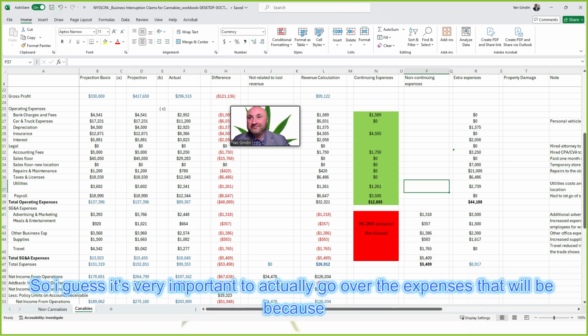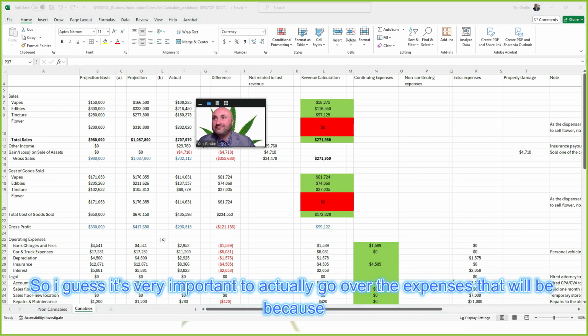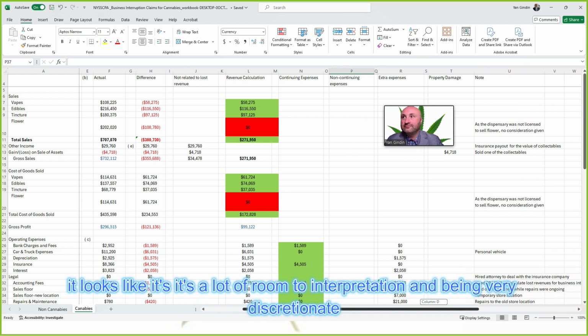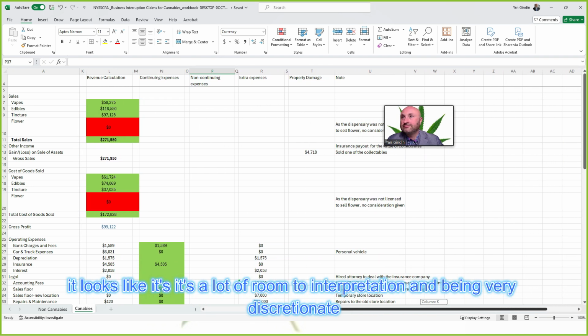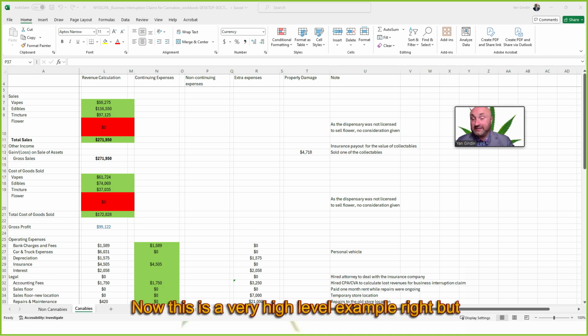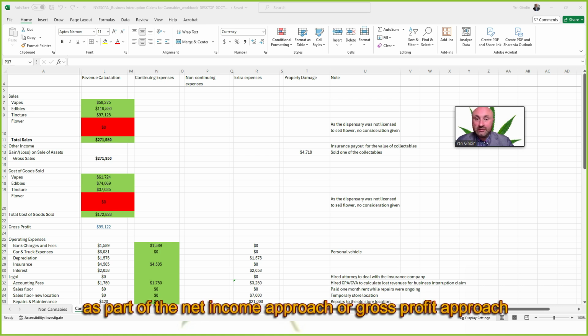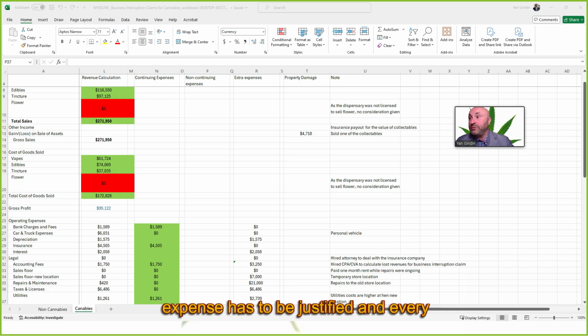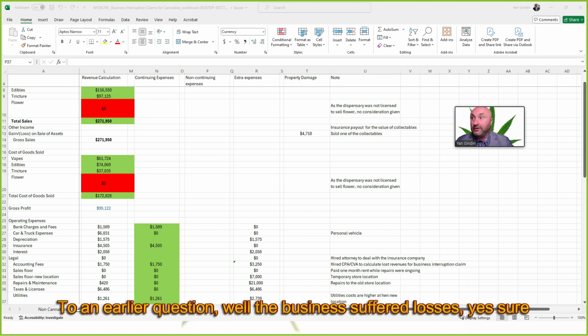So I guess it's very important to actually go over the expenses, because it looks like there's a lot of room for interpretation and being very discretionary about what's included and what's not included. Right. Now, this is a very high level example. But as part of the net income approach, or the bottoms up approach, the focus is on the expenses, and every expense has to be justified and explained.